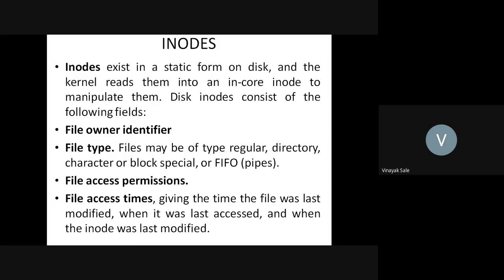Then file access permissions, that is read, write and execute. Then file access times, that is creation time, modification time and access time. So this gives the time the file was last modified and when it was last accessed. These are the characteristics of a file.